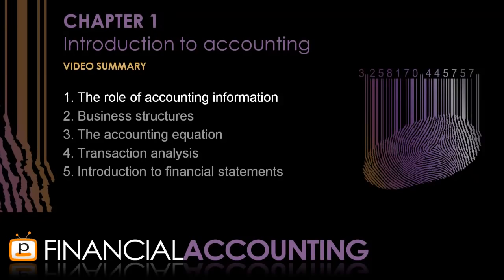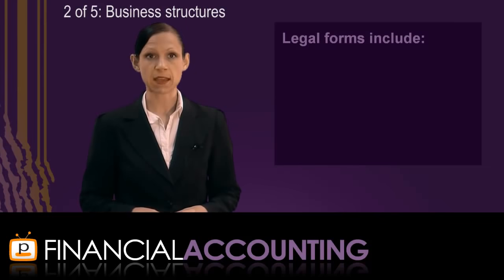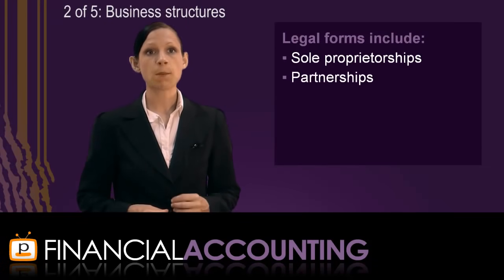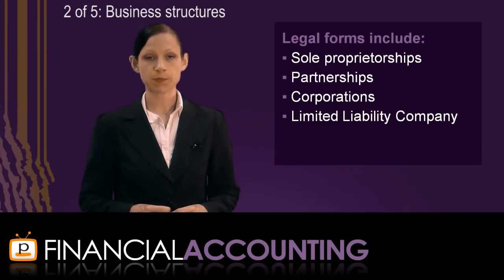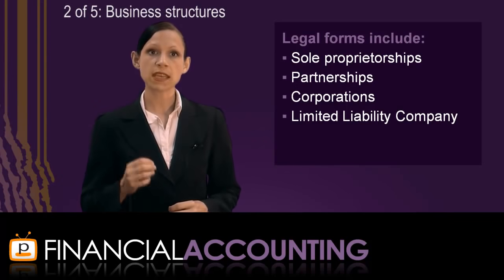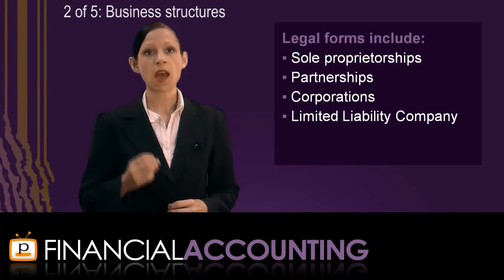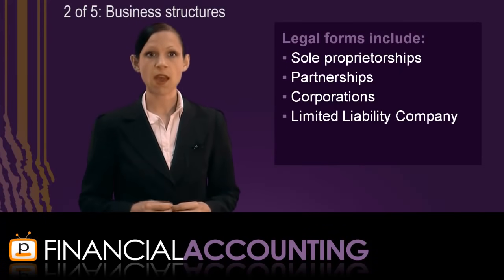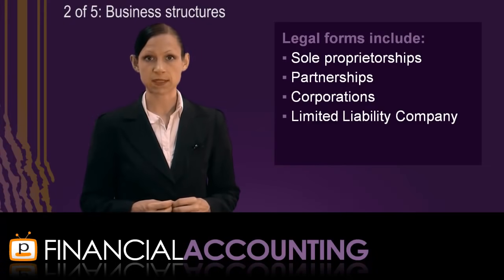Now we have discussed the role of accounting information, let's talk about business structures. The text covers four legal forms a business can take: sole proprietorships, partnerships, corporations, and the limited liability company. What they have in common is that they are all separate business entities, so the accounting records of the business and the owners need to be kept separate. However, they differ in the number of owners each business structure can have and whether it is the owners or the business that is liable for the debts incurred by the business.